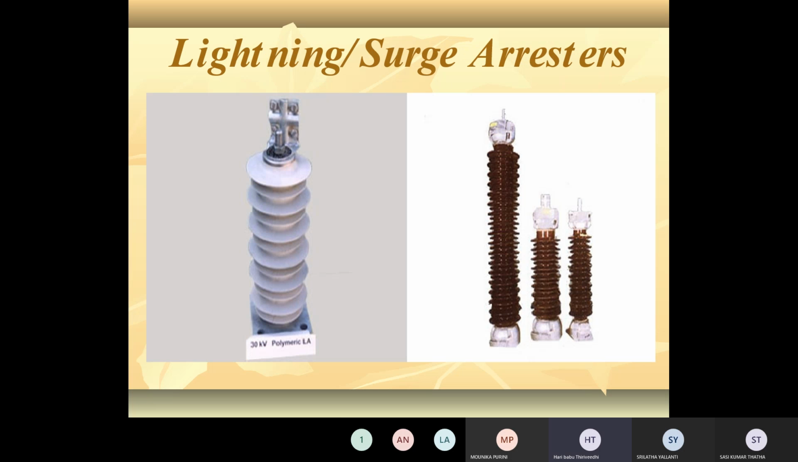So look at the lightning arrestor or surge arrestor. The figure of a lightning arrestor or surge arrestor: a 33 kV polymeric lightning arrestor, right? What is the use of the lightning arrestor? Already we discussed the lightning arrestor or surge arrestor.